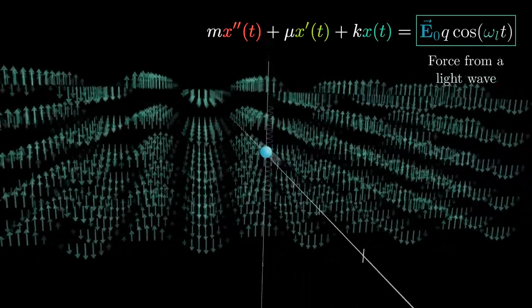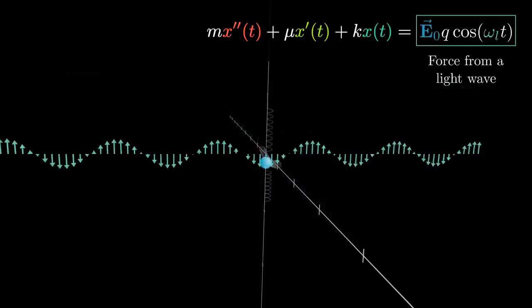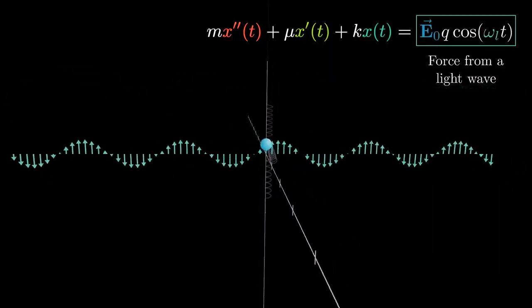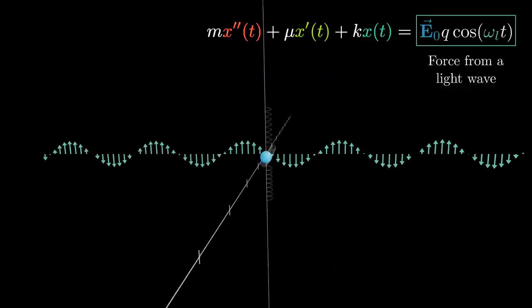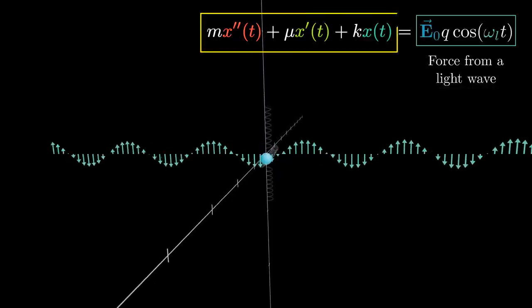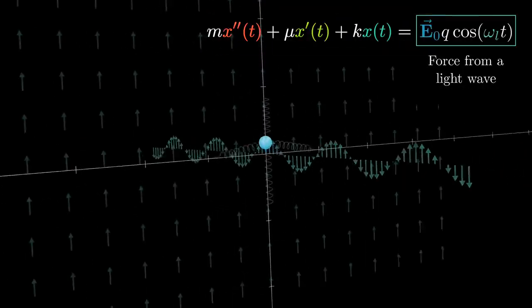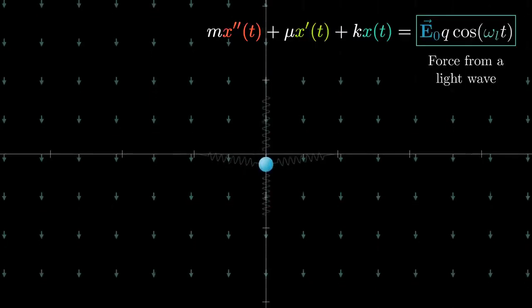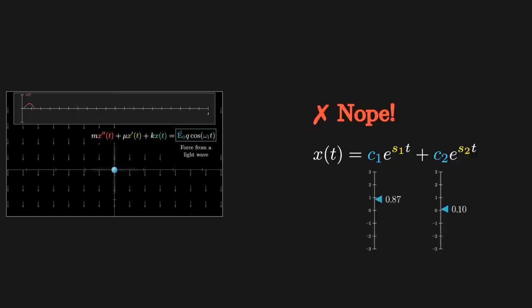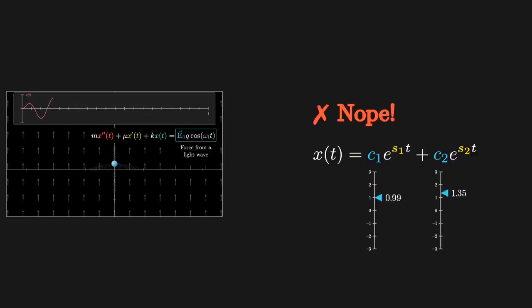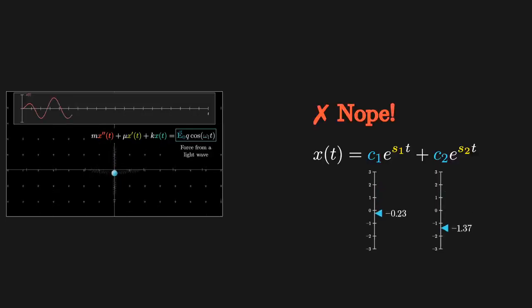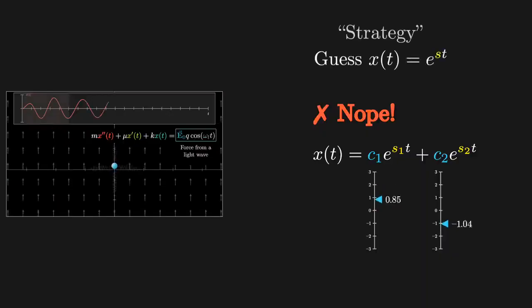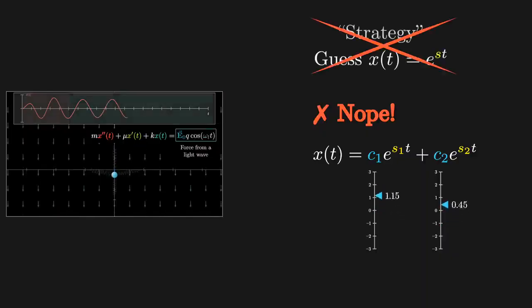And critically, the frequency of that incoming light would in general have nothing to do with the natural resonant frequency of the oscillator. So in short, we were studying the same equation, but with this added term that looks like a certain cosine expression. Now, unlike the linear case, the family of solutions here does not look as simple as a linear combination of exponentials where you can freely tune all of those constants to your heart's content. And this dumb trick of just guessing e to the st certainly is not going to work.